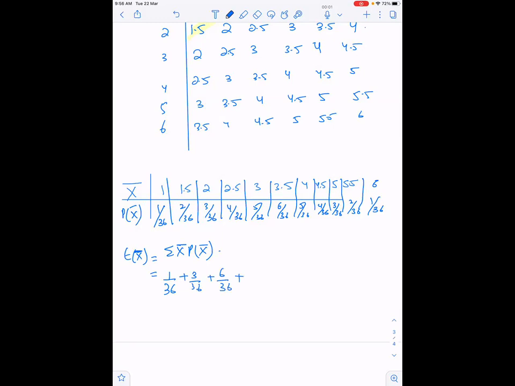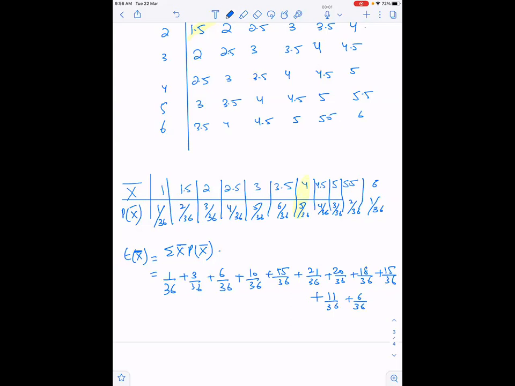2.5 into 4 is 10 upon 36. 3 into 5 is 15 upon 36. And 3.5 times 6 is 21 upon 36. 4 into 5 would be 20 upon 36, then 18 upon 36, 15 upon 36, 11 upon 36, and 6 upon 36. I'm just adding the numerators. So 4 plus 6 is 10, plus 10 is 20.